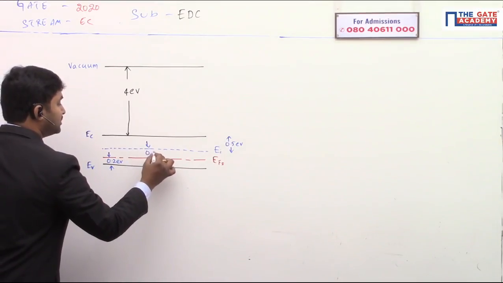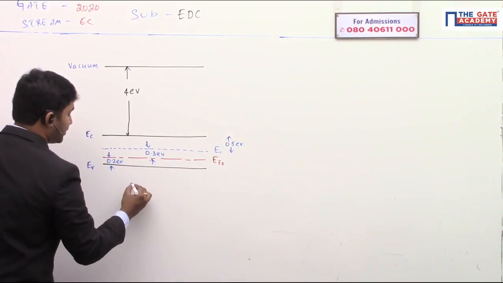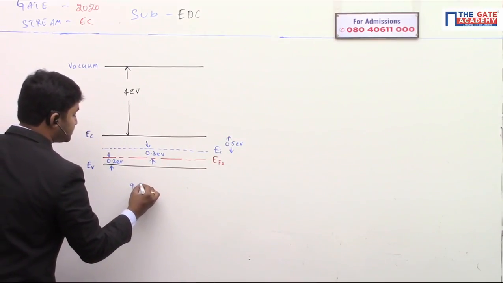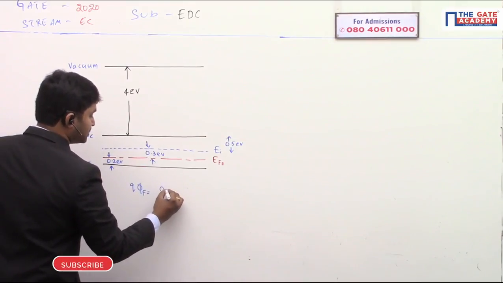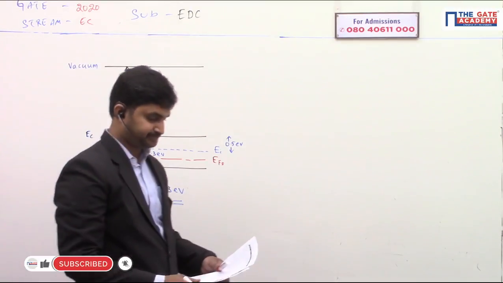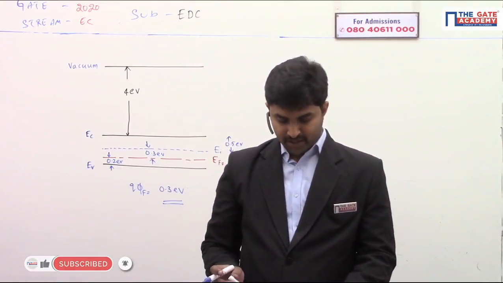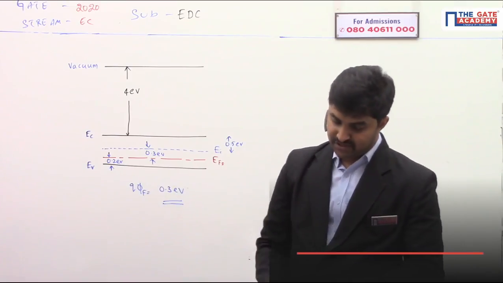What is this distance? This distance is nothing but the Fermi shift. This is what we call the Fermi shift. So Fermi shift is given as 0.3 electron volts. Okay, so this is the data which is given in the question. The energy band diagram is given for us.